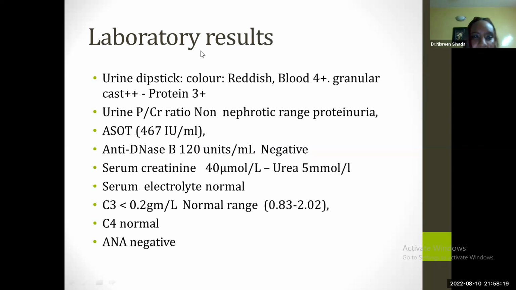So we did the urine dipstick. The color is reddish. The blood is 4+. There are granular casts, 2+, with 3+ protein. We did the urine protein creatinine ratio. It is non-nephrotic range proteinuria. ASO titer is high. Anti-double-stranded DNA is negative. Serum creatinine is normal, and the urea is normal, and the electrolytes are normal. C3 is low, and C4 is normal, and ANA is negative. So what is your diagnosis?